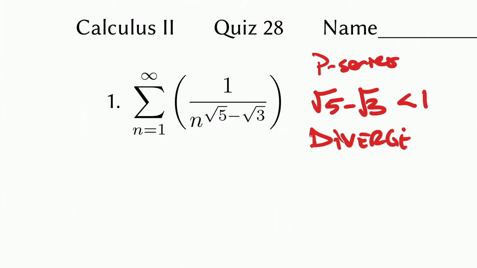I'm fond of doing stuff like this. Just to make it fun, we could do 1 over n to the pi minus e, just for fun. Anyway, that one diverges as well.